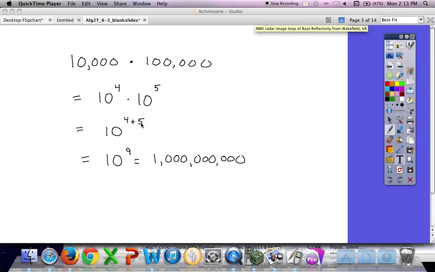So by dealing with the exponents, we're turning multiplication into addition, right? So like I said, logarithms are exponents. Logarithms were invented in 1609 by a guy named John Napier.